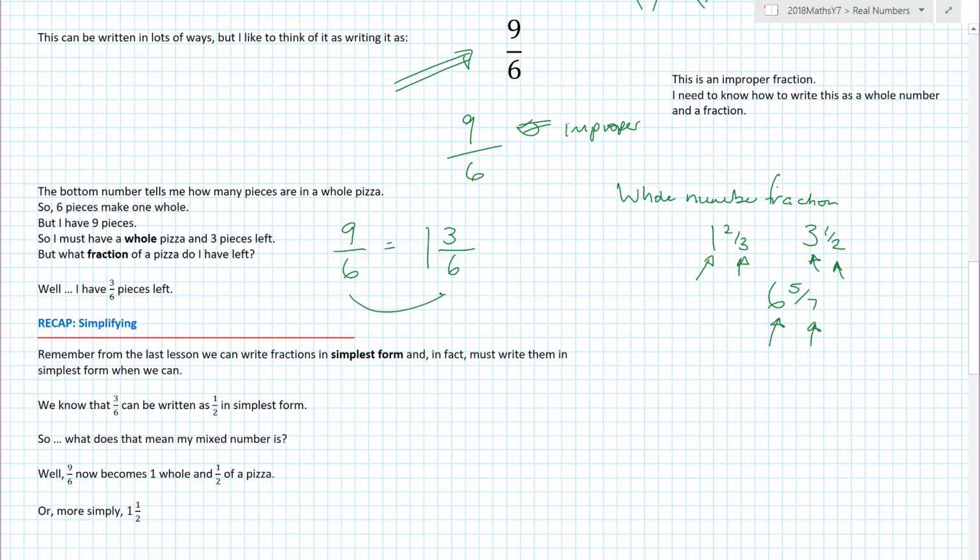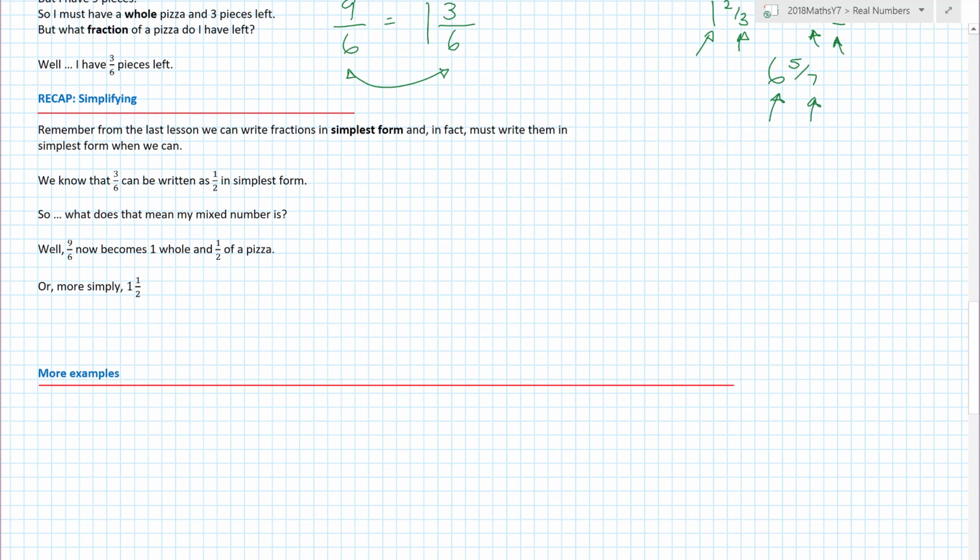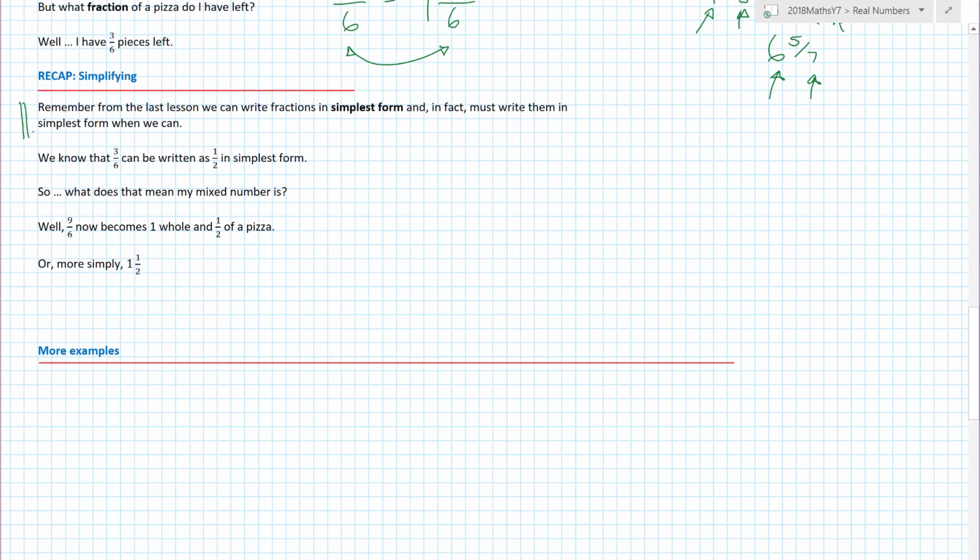How did I know that? Well, these bottom numbers here have to be exactly the same. And so I have 1 and 3/6. Hold on a moment. Something doesn't look right. Well, yeah, remember last lesson we were looking at the idea of simplifying.